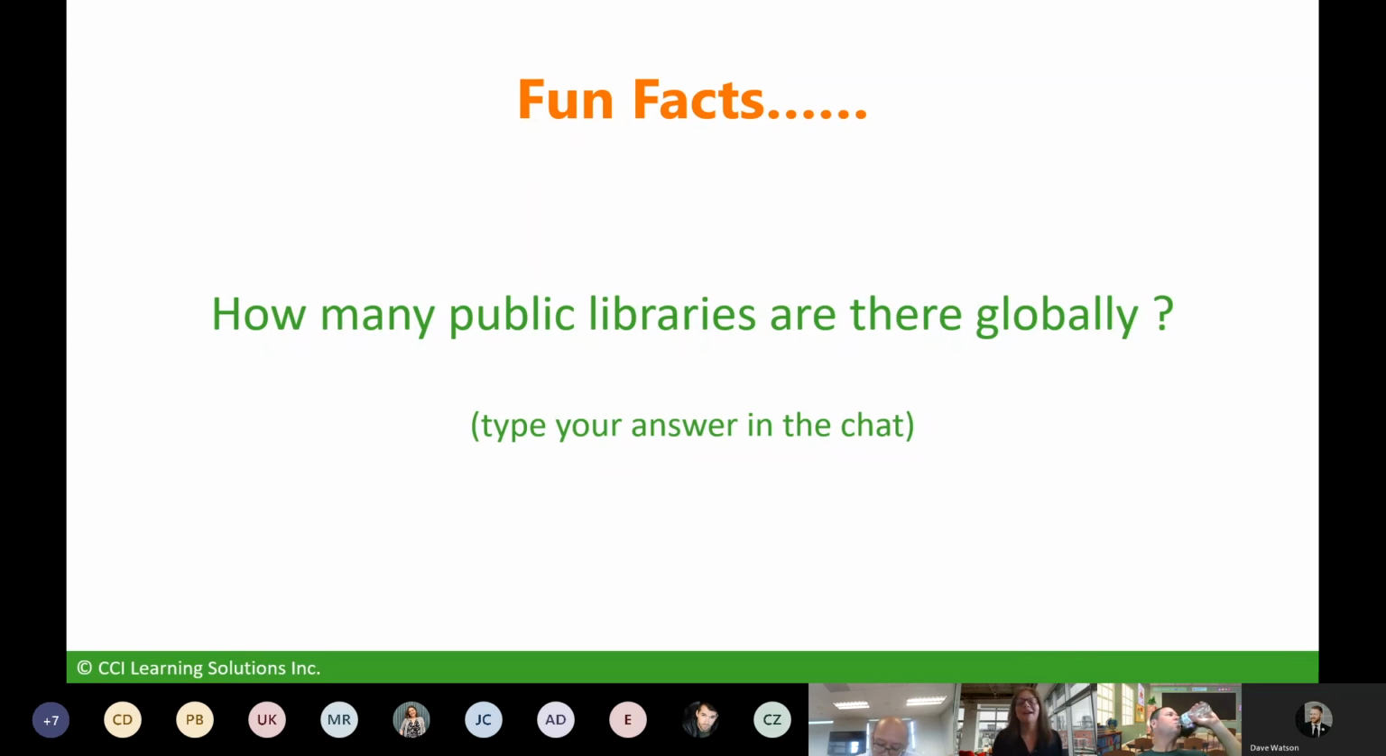So I've got a couple of engagement questions here, hoping you guys will play along with me. How many public libraries are there globally? Let's get you typing your answer in the chat. Let's see if we can just take a stab at it without using the internet. I'll give you maybe 30 seconds or so to get that answer in and drum up some excitement around this. And I'll explain why in a second.